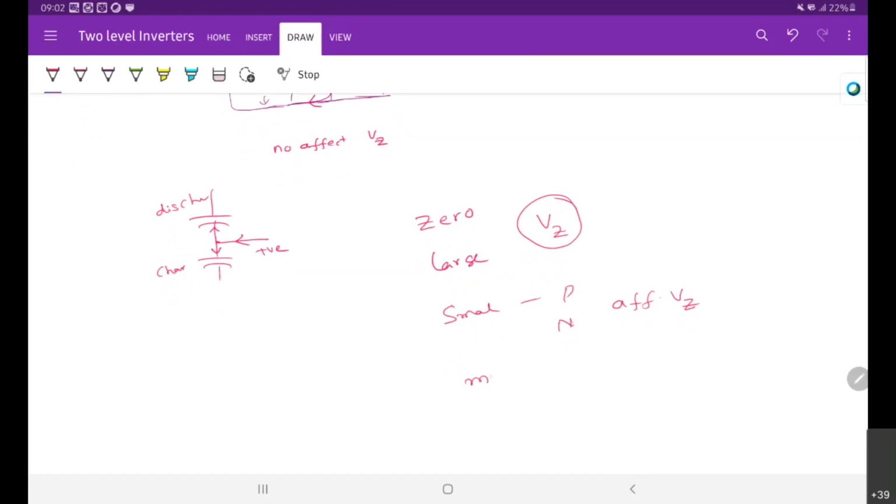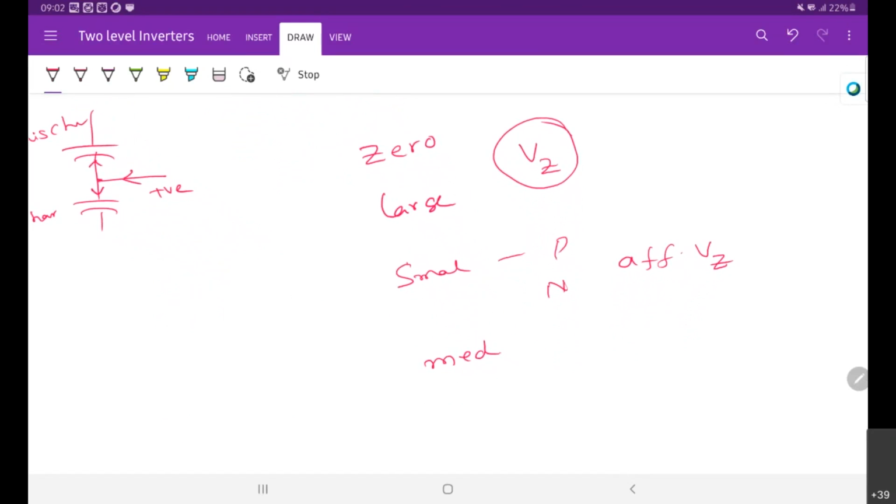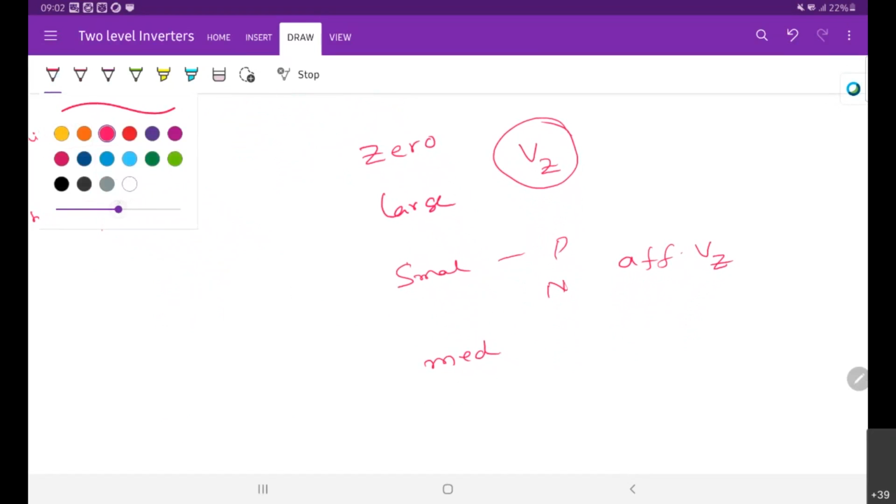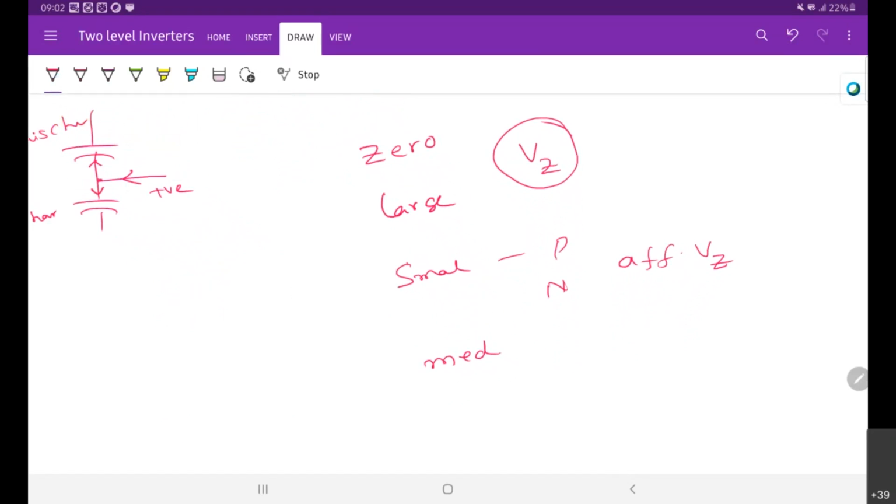And we have the medium vectors. Medium vectors are actually affecting the neutral point voltage, but whether it is charging or discharging, or whether Vz is increasing or decreasing, that is unknown. Clear?